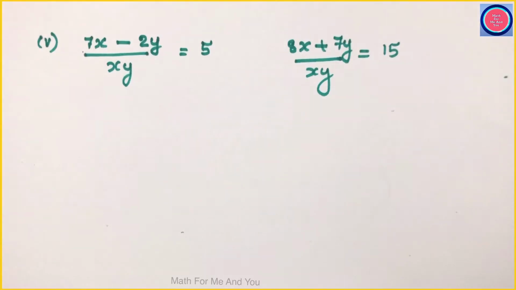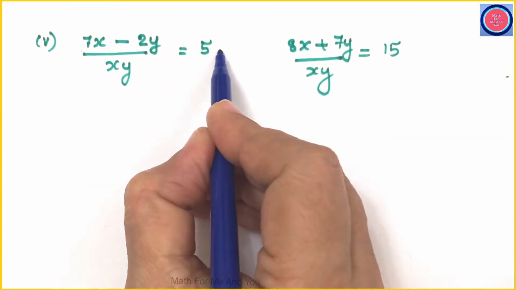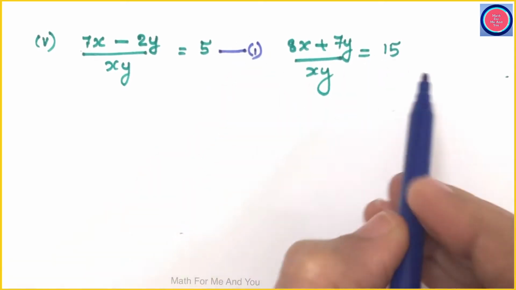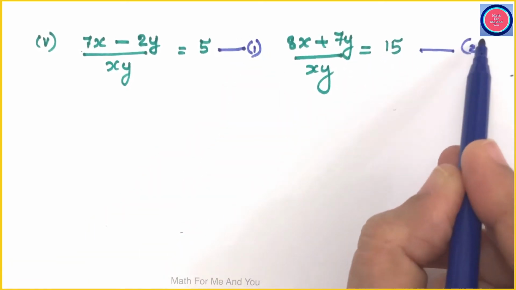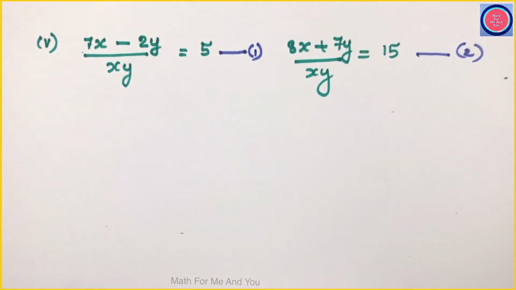Let's start. You can see here two equations. We have to convert them to linear equations and solve for x and y. First of all, we mark these two equations as equation number 1 and equation number 2. We have to convert these equations into linear equations. We know what linear equations are: the form ax plus by equals c.